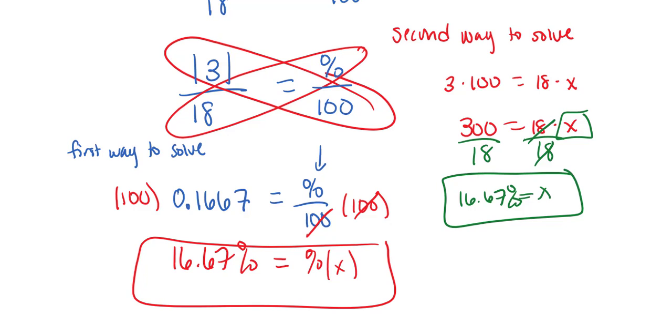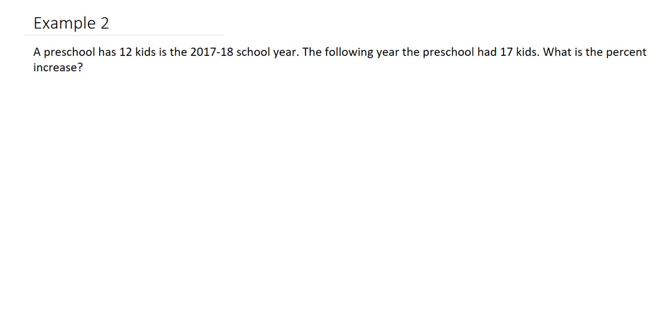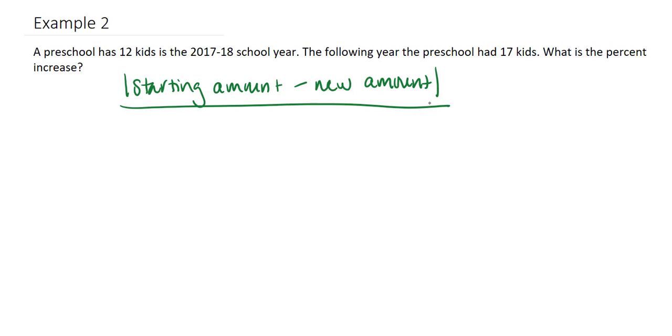Now, let's look at the next example. Example 2. A preschool has 12 kids in the 2017 to 2018 school year. The following year, the preschool has 17 kids. So what is the percent increase? Well, it's the starting amount minus the new amount, and take the absolute value, and it's over the starting amount. And this is equal to the percent over 100.